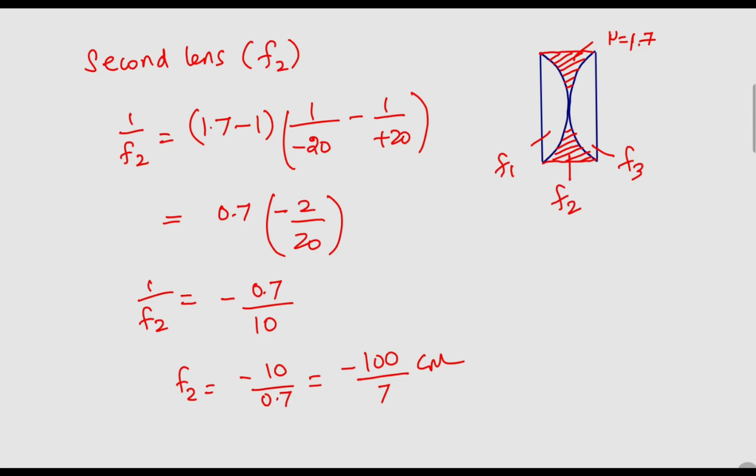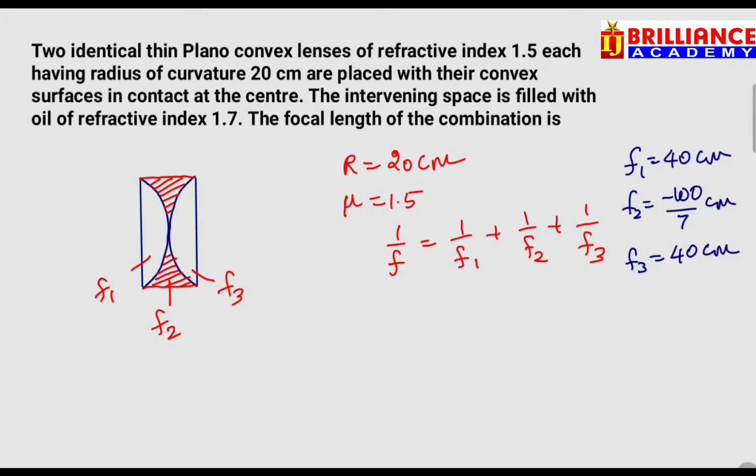F3 already, I can put the same 40 centimeters. So now I know f1, f2, f3. Just put it in the formula. See, I have written the formula here for thin lenses in contact, and I have written the focal length values also. Just substitute these values in this equation, you will get the final answer.